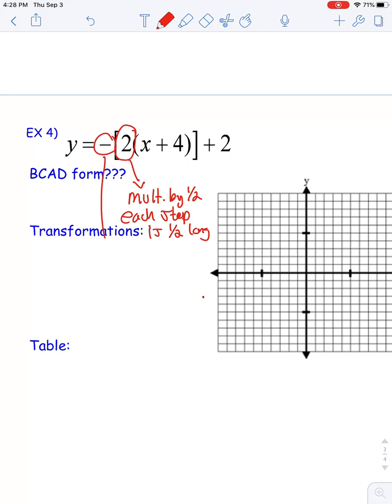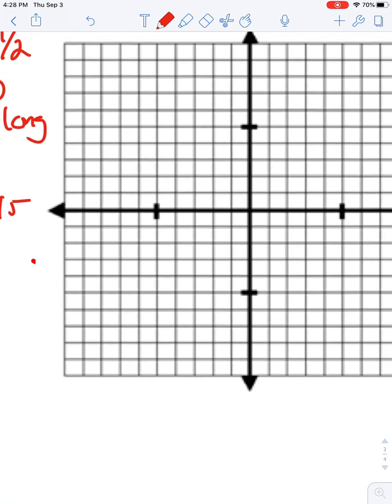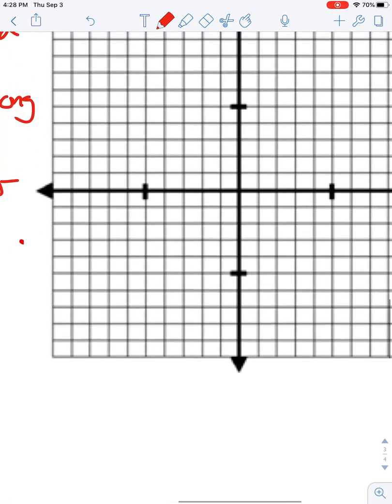Okay, then this negative outside the function, this is going to reflect the graph. And since this is outside the function, it's affecting the y values, so it's reflecting it vertically. That means it's going to reflect over the x-axis. Okay, so let's plot those first. I'm going to zoom in a little bit because it's pretty small. So each step is half as long. So my first step, only half.